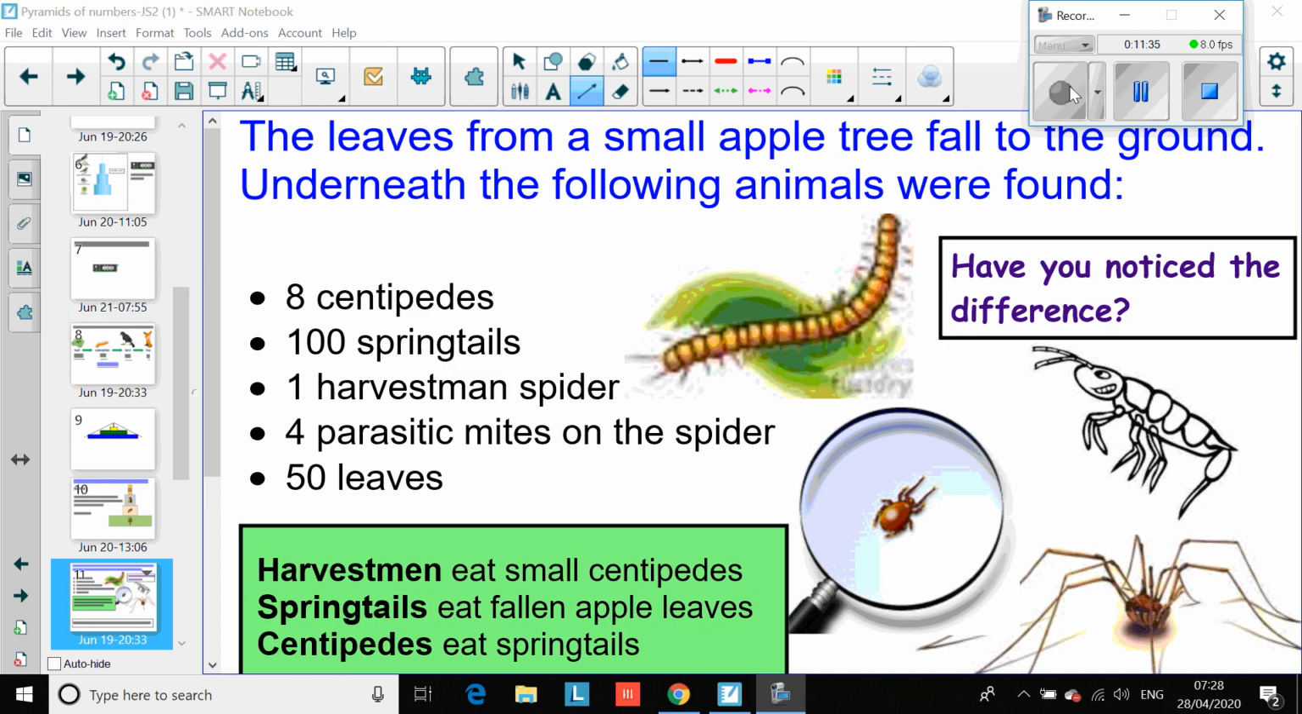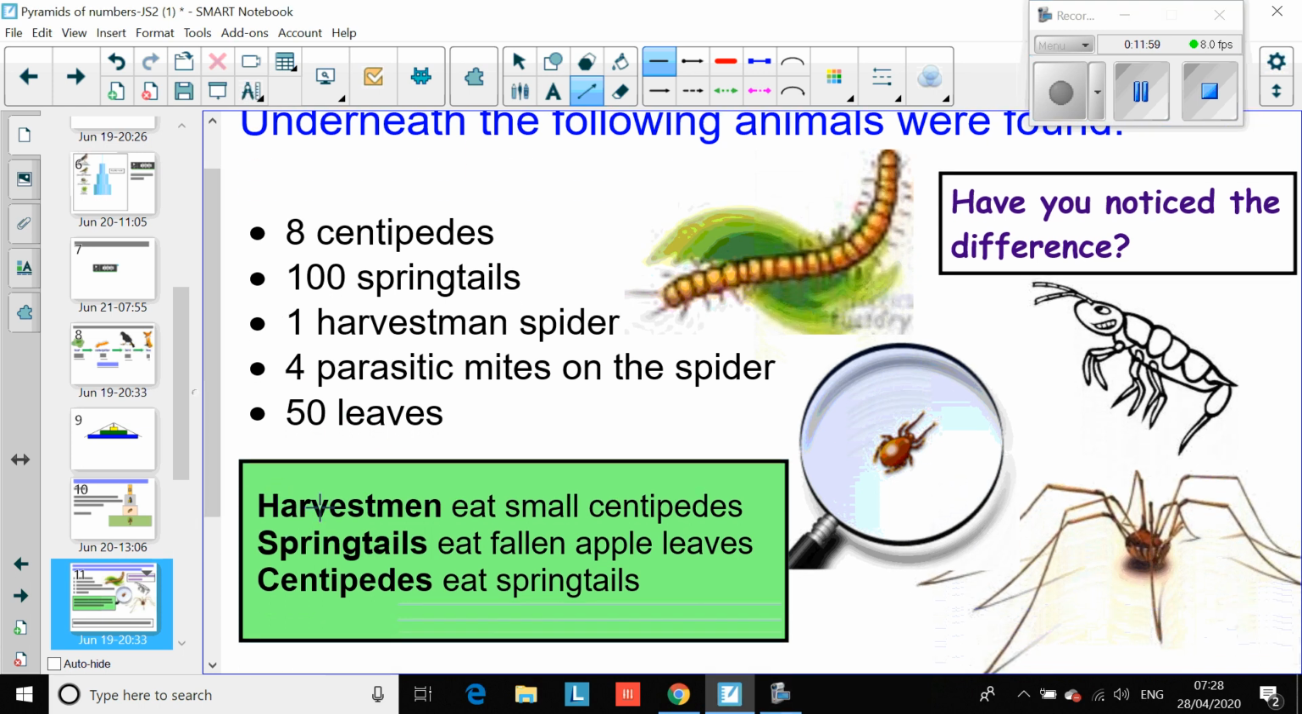Okay, so here is your task for today. The leaves, and this is an assignment, the leaves from a small apple tree fall to the ground. Underneath the following animals were found: 8 centipedes, 100 springtails, 1 harvestman spider, 4 parasitic mites on the spider, and 50 leaves. Now, you've got the interactions between them. A harvestman eats a small centipede, springtails eat fallen apple leaves, centipedes eat springtails. Okay, there they all are.